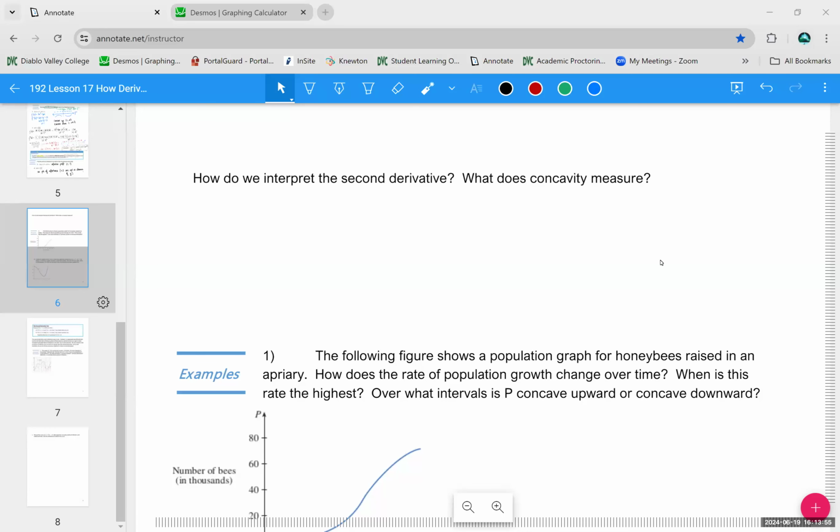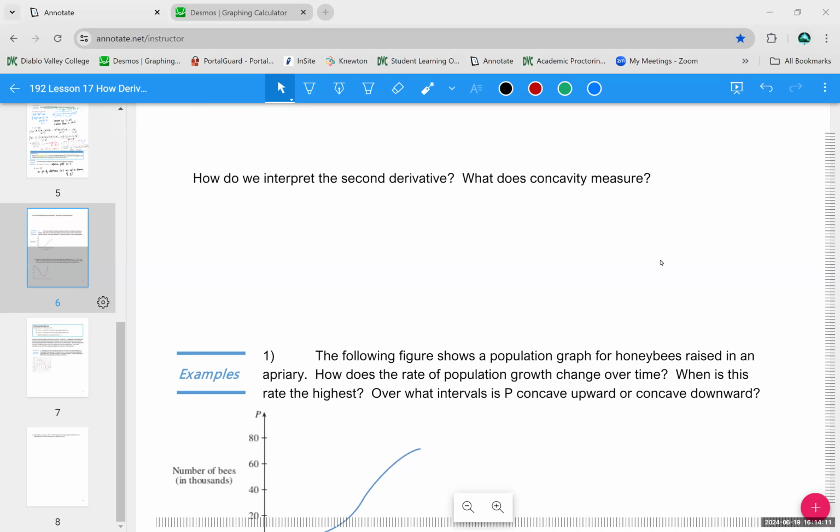Okay, for our final piece of lesson 17, we're just going to interpret concavity just a little bit more, or the second derivative just a little bit more. I mean, what does it really mean? What are we measuring when we look at a second derivative?